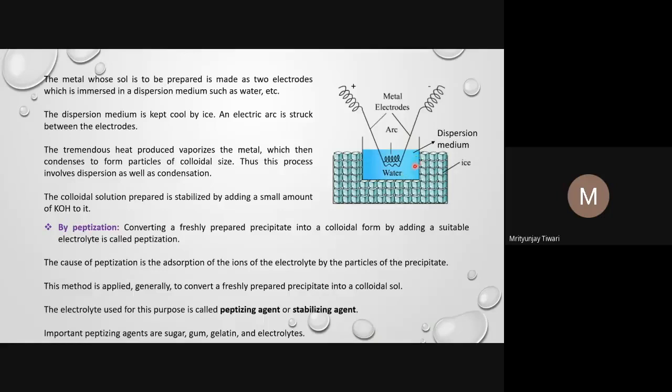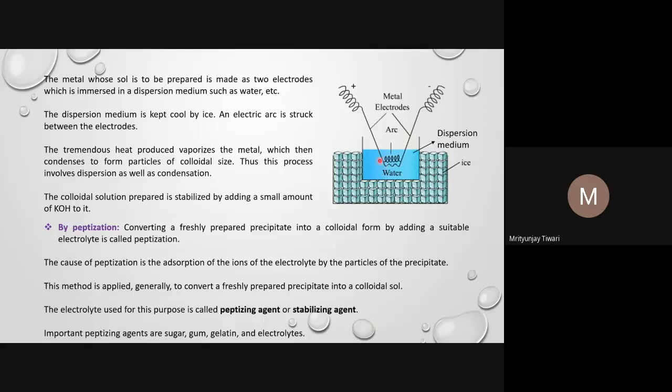And as you can see here, this is a metal rod. It is immersed into this, and this is a dispersion medium, which is water. And between these two electrodes, what we have added here is the electrical arc, which is just suspended between them. And this electrical arc will actually produce heat, and because of this production of very high heat, these metals will get vaporized. And these metals, the atoms will get vaporized.